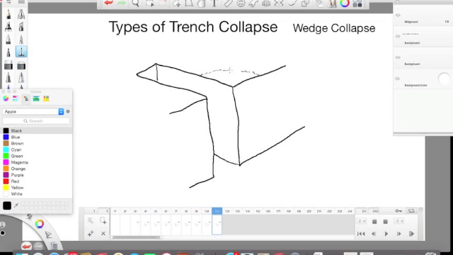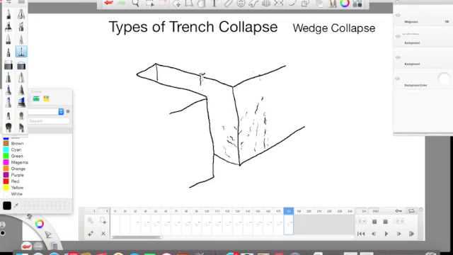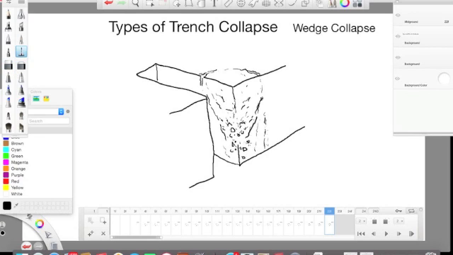Here you have your wedge collapse shown. This is common to your T's, of course, and your L's, anywhere where you have two trench walls, two trench faces, meeting in an unprotected manner. So this will be a nice outside corner. Gravity's working on it, very unsupported, and gravity's doing its thing. Add in a little vibration, time, weather, drying of the soil, anything that weakens that cohesion, and this is where you'll get that wedge type collapse, T's and L's.